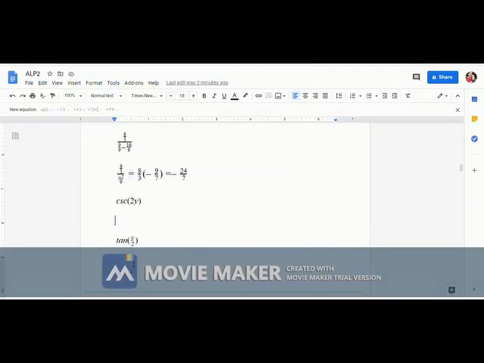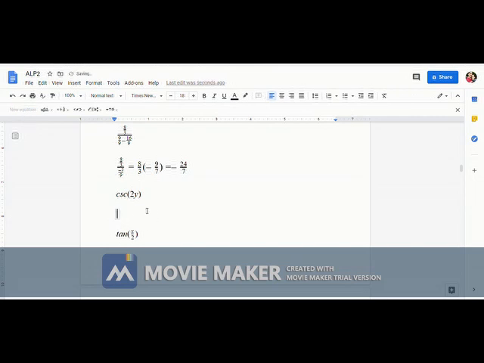Alright, now we can move on to this equation. So we'll start a new one. We'll simplify this one. So we see that we have cosecant 2y. And cosecant is the reciprocal of sine. So we're going to use the sine double angle identity, but we're going to use the reciprocal of it.